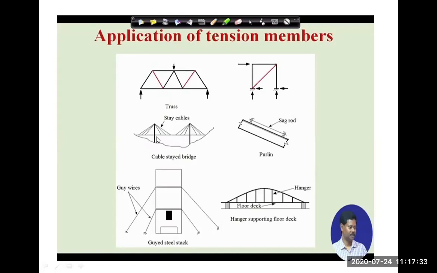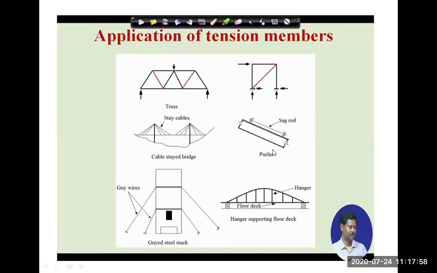This horizontal slab is the deck slab, and those cables are connected to this pier, and these cables are hanging the slab. So this is the cable stayed bridge. In this cable there may be tension. So these cables are there. In this cable tension is there.